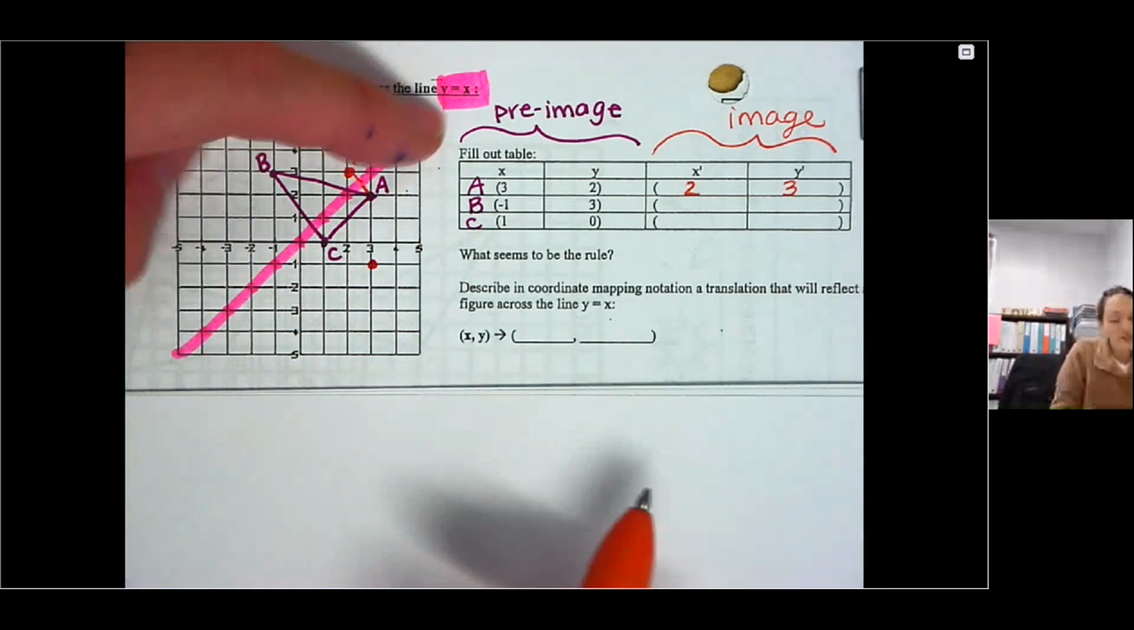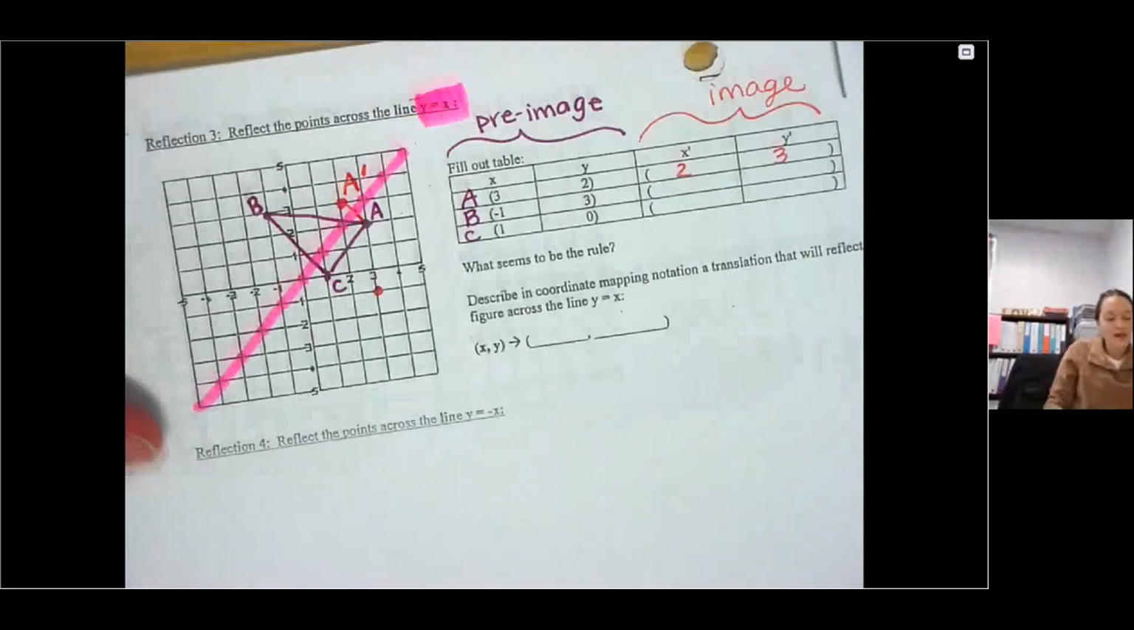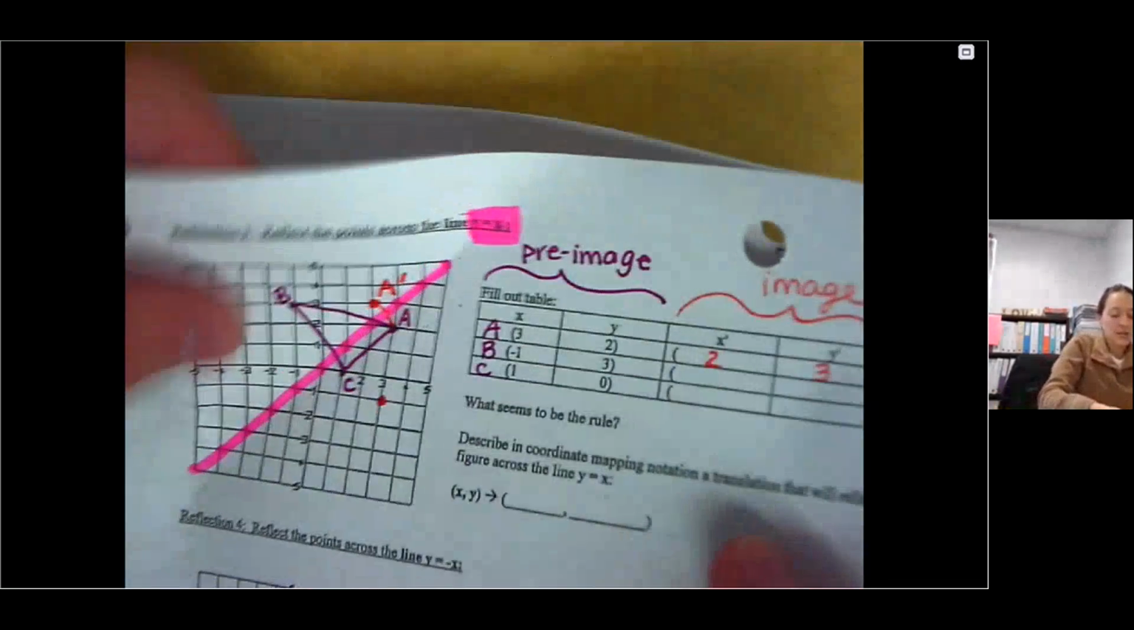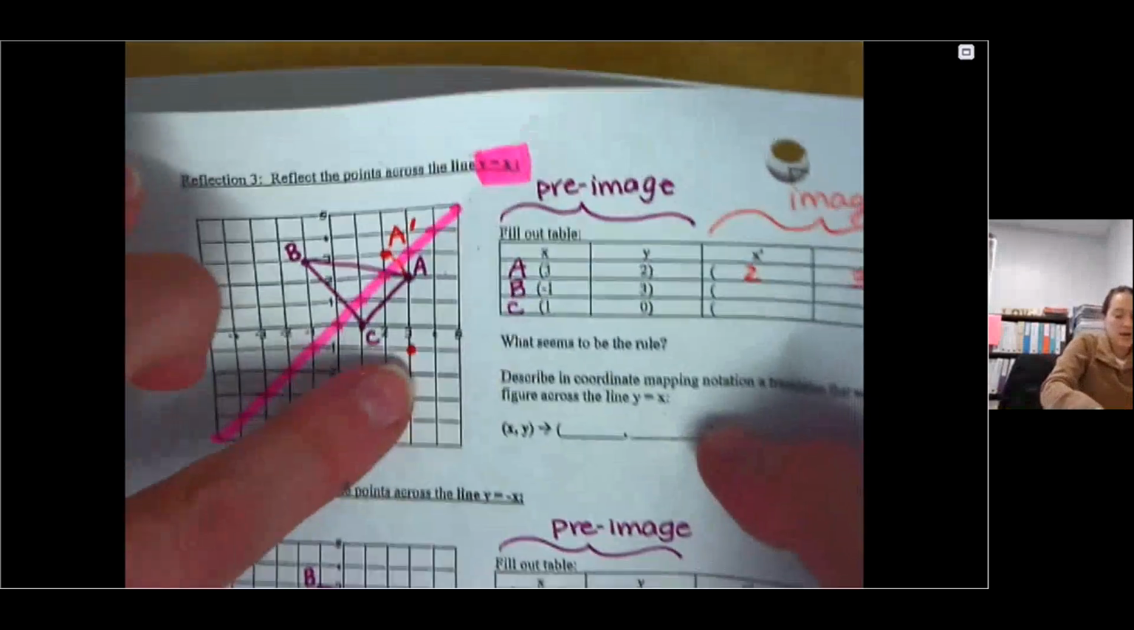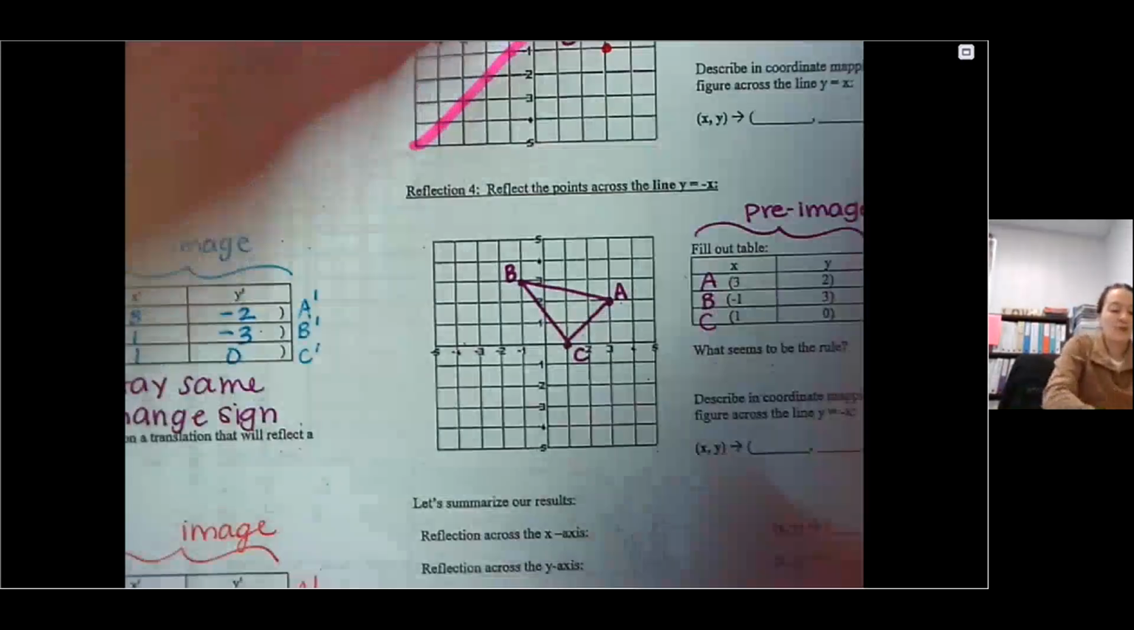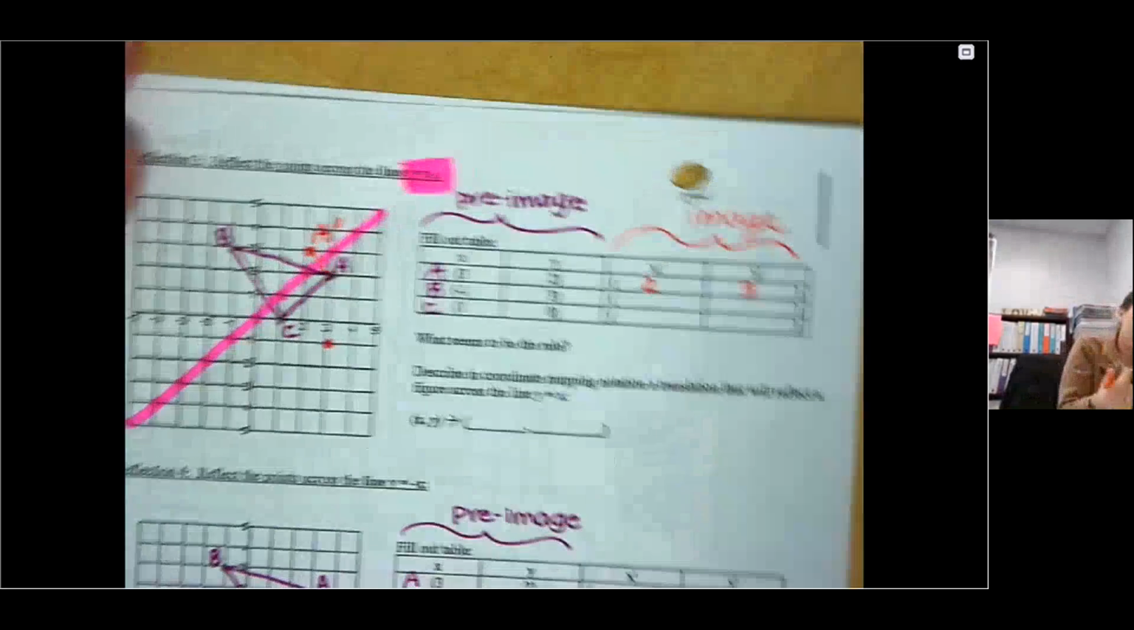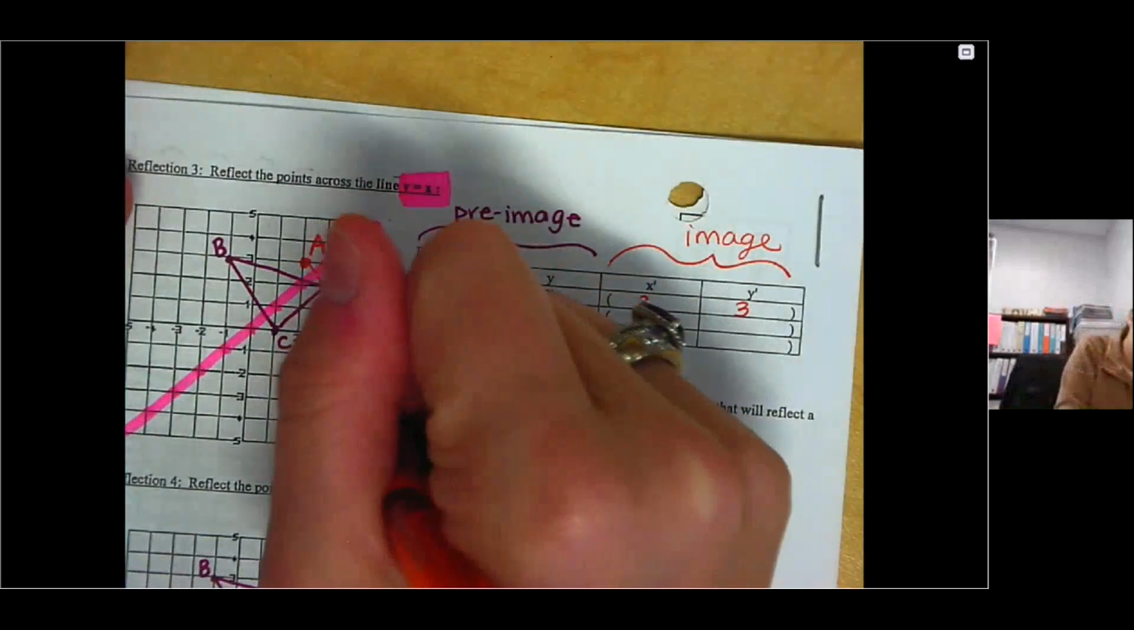So if I were to fold my paper on this pink line, essentially what should happen is, I'll try my best to show you, this point B and this point B prime, they should touch, which you can kind of see. It's so hard to see, I'm sorry. You can kind of see that they're touching there when I fold them in half. That's how I know I'm doing it correctly. So this is B prime.